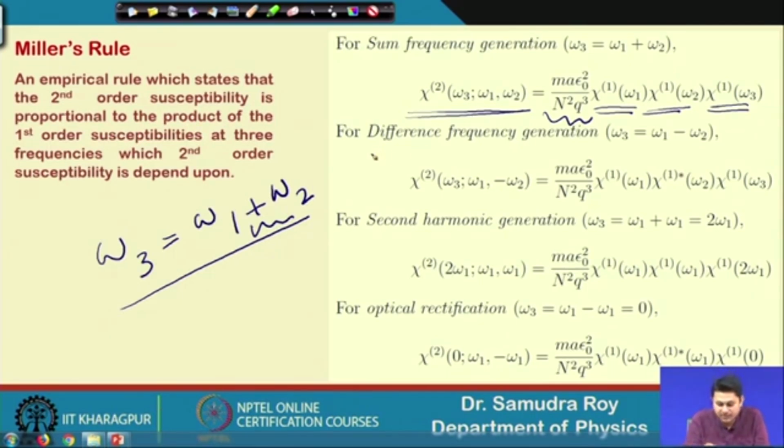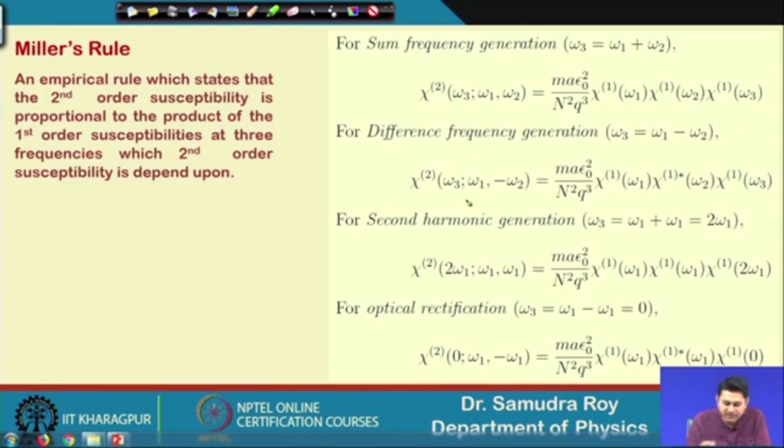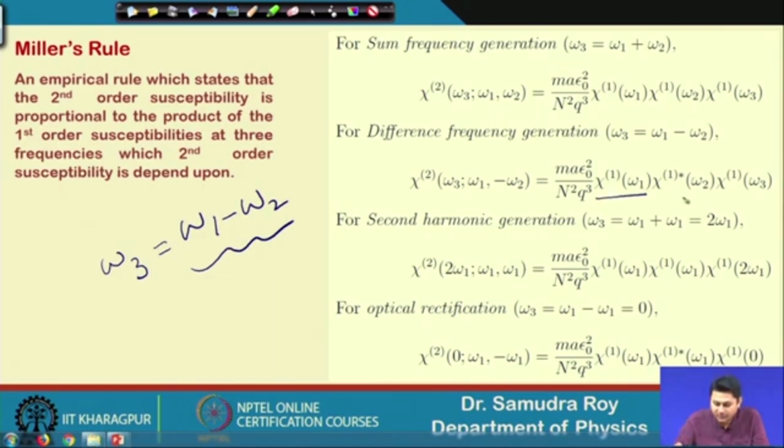In difference frequency generation, Miller's rule suggests that the second order susceptibility at some frequency omega 3, which is related as omega 1 minus omega 2, will be proportional to the first order susceptibility at omega 1, the first order susceptibility at omega 2, but with a negative sign because omega 2 has a negative sign, and also the first order susceptibility at omega 3, which is the difference between these two frequencies.